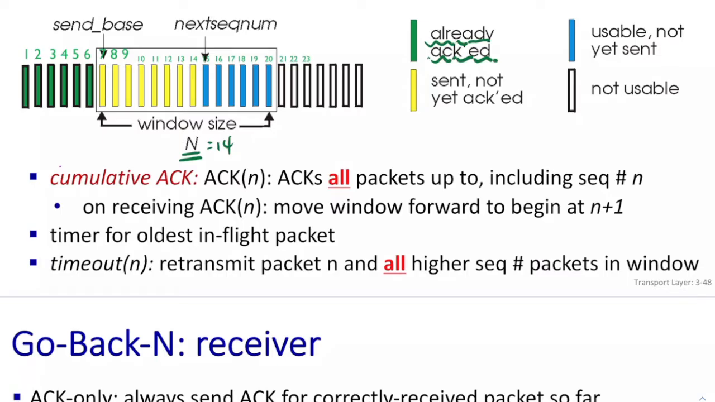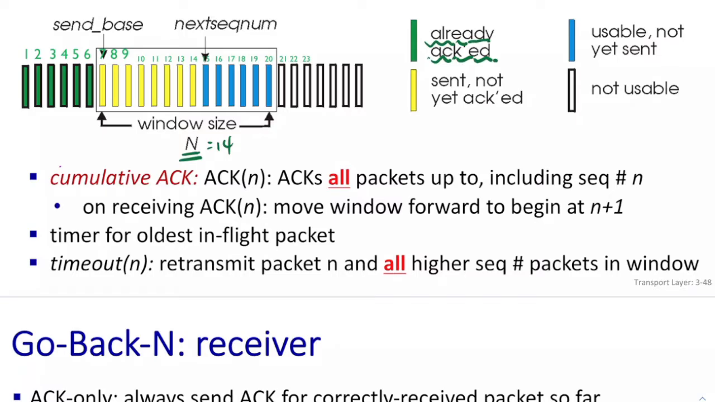In addition, we have two numbers, two pointers. The first one is send base. It always points to the first segment in this window. The other is next sequence number. It always points to the next packet the sender will send to the receiver, which is number 15.